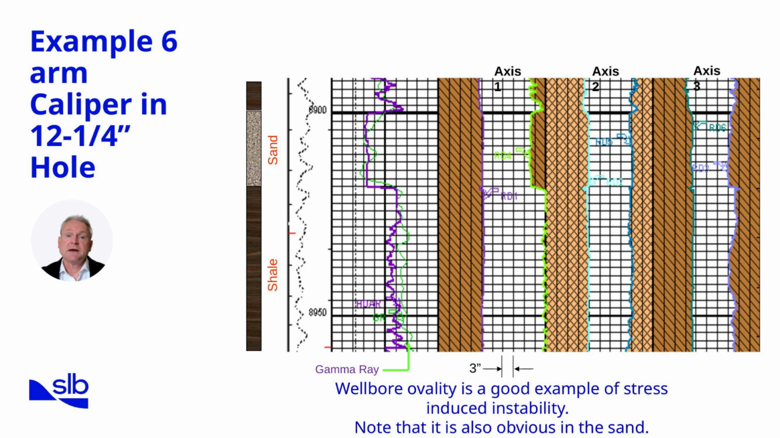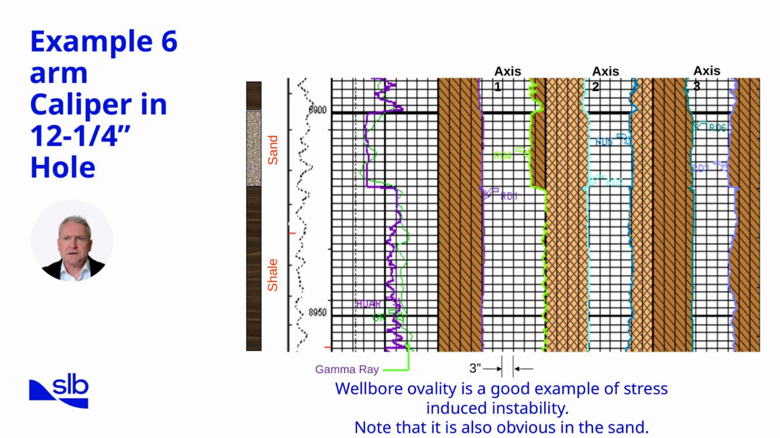Here we see a 6-arm caliper log run in a 12 1/4 inch hole. The traces from each axis reveal an oval-shaped borehole, which is a clear indicator of stress-induced instability. In addition, the log correlates with gamma ray readings that differentiate sand from shale. Ovality observed within the sand interval highlights that instability is not only chemical but also mechanical. Multi-arm calipers provide a much richer picture of wellbore condition than single-axis tools. By quantifying both the magnitude and geometry of enlargement, we can link the instability mechanism to formation properties and stress regimes. This makes them critical for planning mud weight windows and well trajectory design.